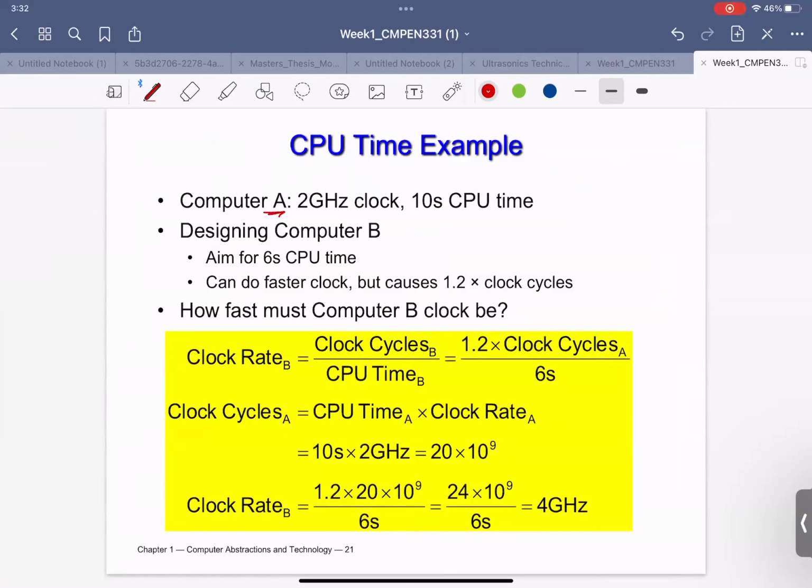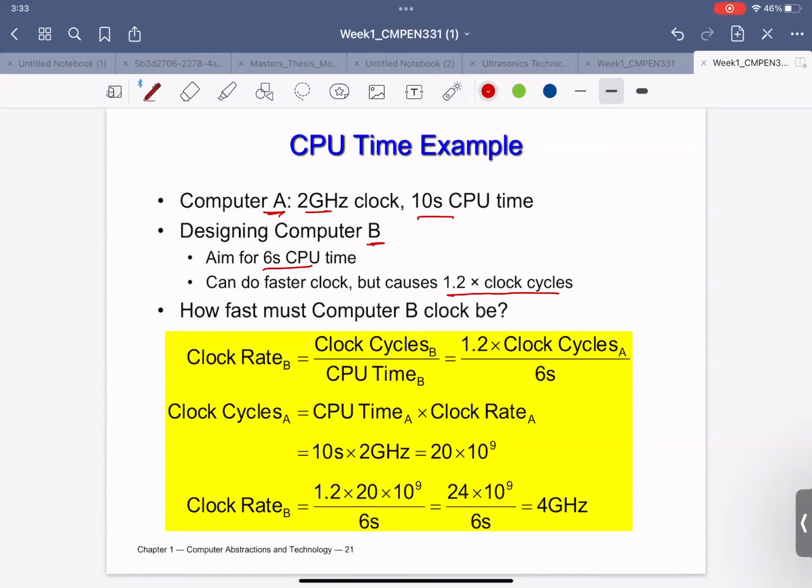Suppose that we have computer A with a 2 gigahertz clock and 10-second CPU time. We are designing computer B that is aimed for 6-second CPU time and can have a faster clock, but causes 1.2 times as many clock cycles. How fast must the clock of computer B be, as an example?